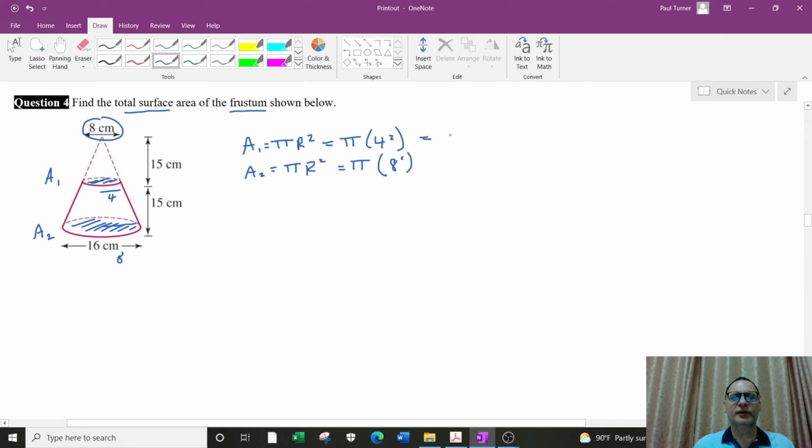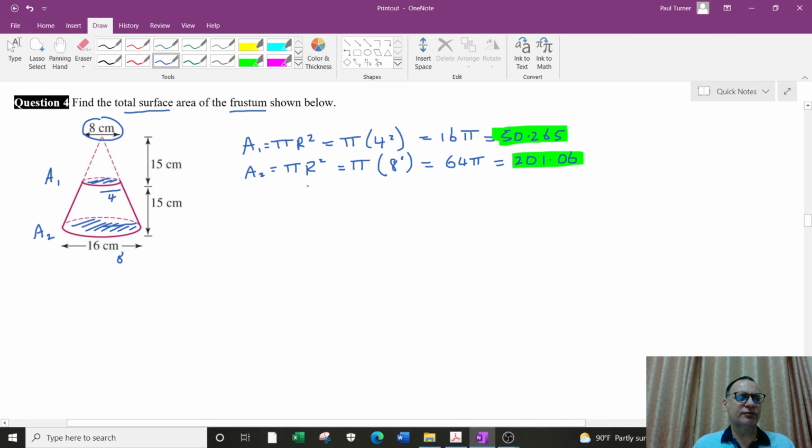So we'll end up with 16 pi, which is 50.265. And this is 64 pi, which is 201.06. We will need these for later because we need to add them into the total area like that.